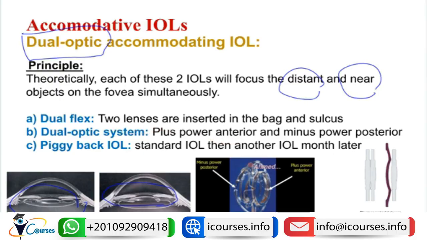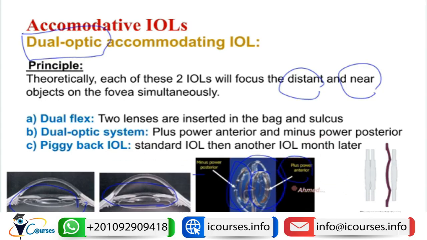A dual optic system is a single lens that has two surfaces. The anterior optic will have a plus power, and the posterior optic will have a minus power, and there will be a haptic that will combine both of them. So it's like a complex intraocular lens that has an anterior optic carrying a plus power, and a posterior optic carrying a minus lens power. By the combination of both of them, the patient can see the distant target and the near target.